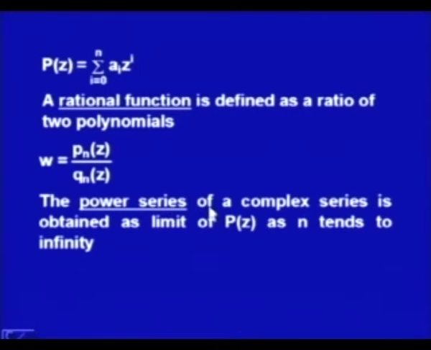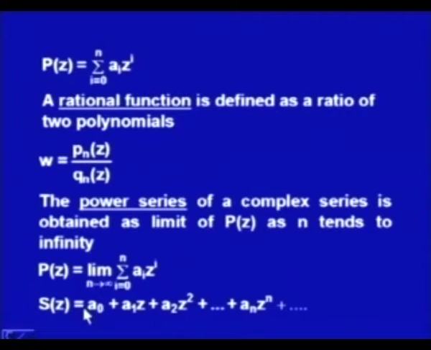The power series of a complex variable is obtained as the limit of p(z) as n tends to infinity. So, we write this expression as the limit of summation a_i z^i as n tends to infinity. So, this becomes a power series, and we write it as s(z) equal to a0 plus a1 z plus a2 z square plus up to a_n z^n and so on. We call it a power series because each and every term is expressed as some power of z.